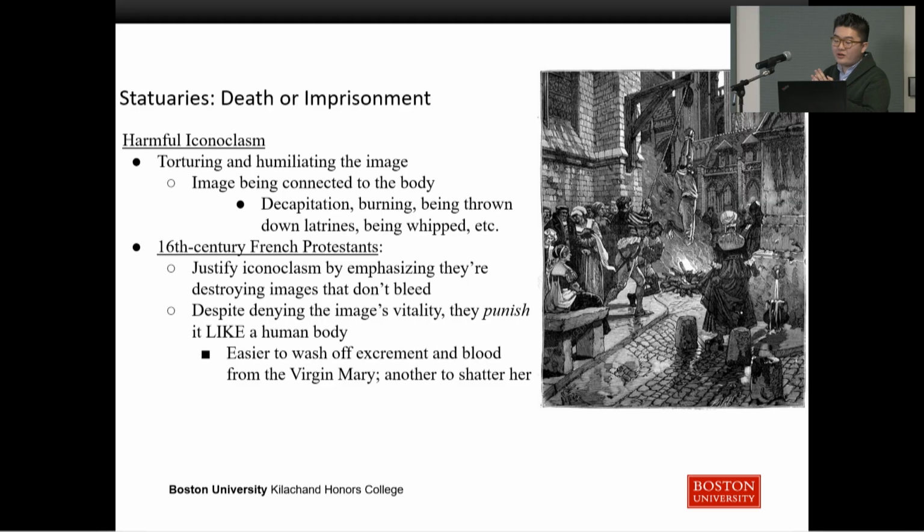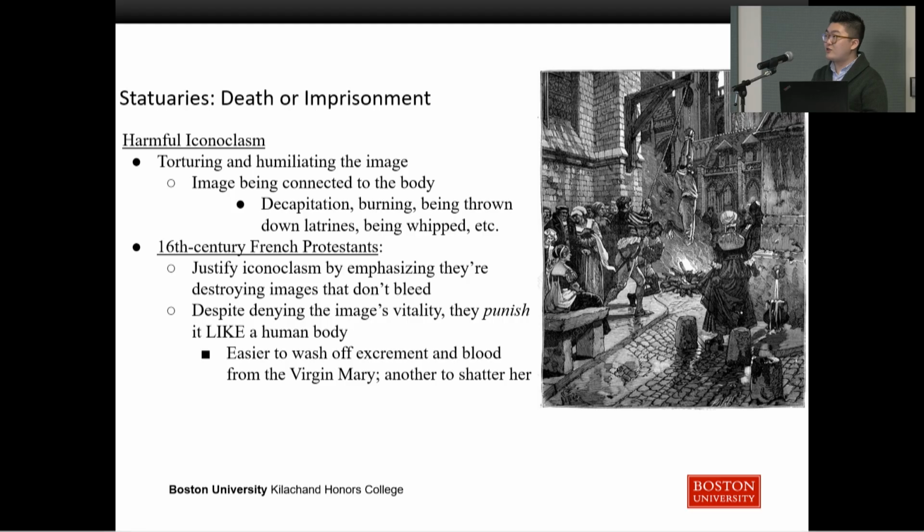And finally, we go to our third category of statuaries, death or imprisonment. In this case, we're going to focus on the death part, with harmful iconoclasm, your classic torturing and humiliating of images. For example, in the 16th century, French Protestants, although they deny that the image has a meaning in the first place or that it's even alive, interestingly enough, torture the image as if it were a human criminal. Whether or not they recognize it, it definitely has a devastating effect on Catholics who adore these images.